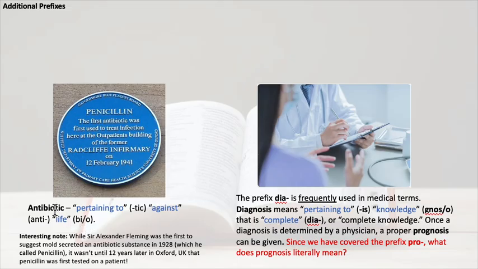When we combine anti with biotic, we get antibiotic. Biotic meaning pertaining to, anti meaning against, and life being bio. So this literally means pertaining to, against life. Antibiotics are medications that fight or kill bacteria, crucial in treating bacterial infections.